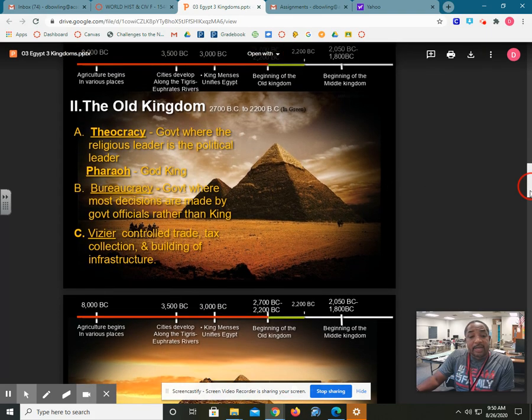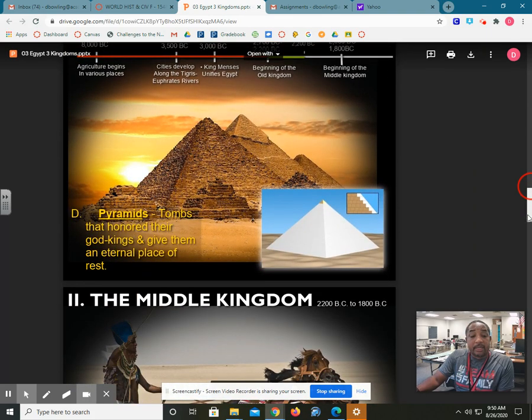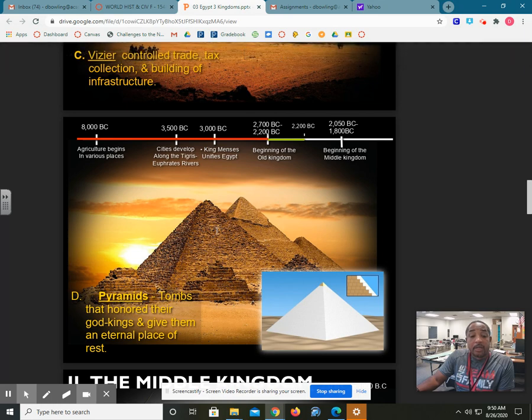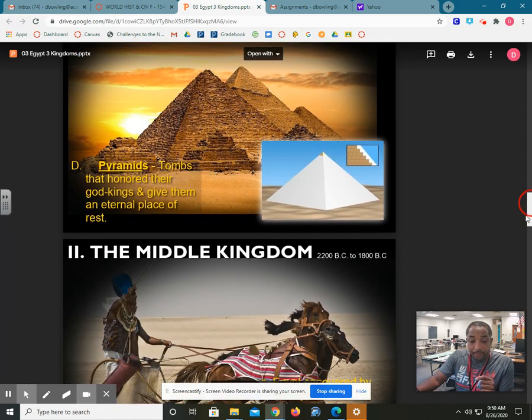So we will talk next about the pyramids right here. This is D. They were developed during this time of the Old Kingdom. They were tombs that honored their gods and gave them an eternal place of rest. So that is the pyramids.